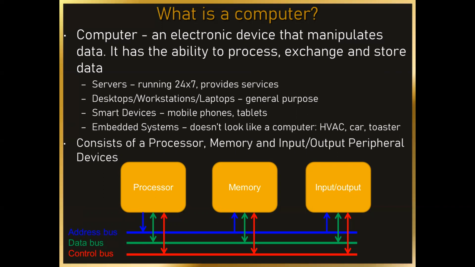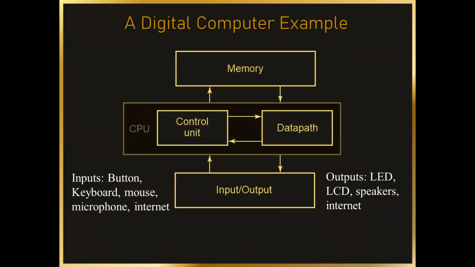So 3 elements to a computer. The first one is a processor, which performs the computation. Second is memory, which stores both the instructions that are used by the processor to carry out the computations and the data that the computation is performed on. And thirdly, input and output devices. Okay, and how do they communicate with each other? Well, they need buses. And what are buses? We're gonna look at later on.